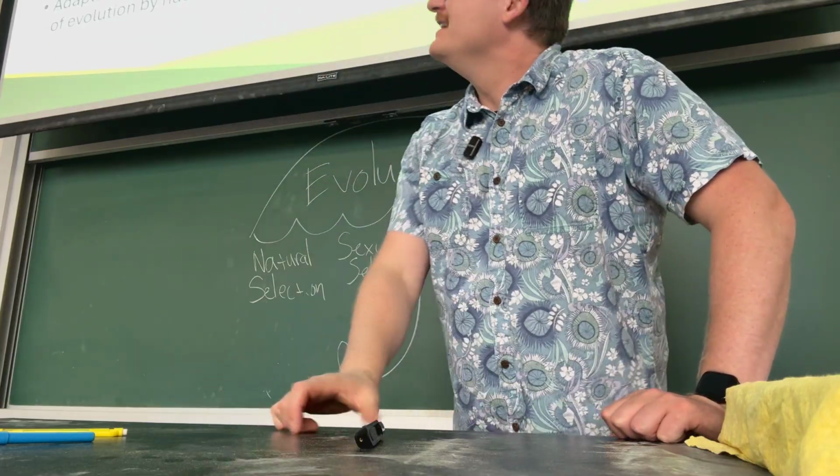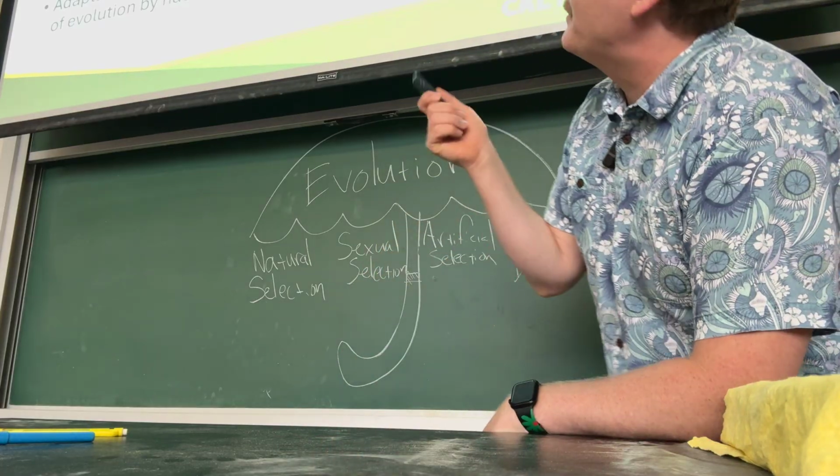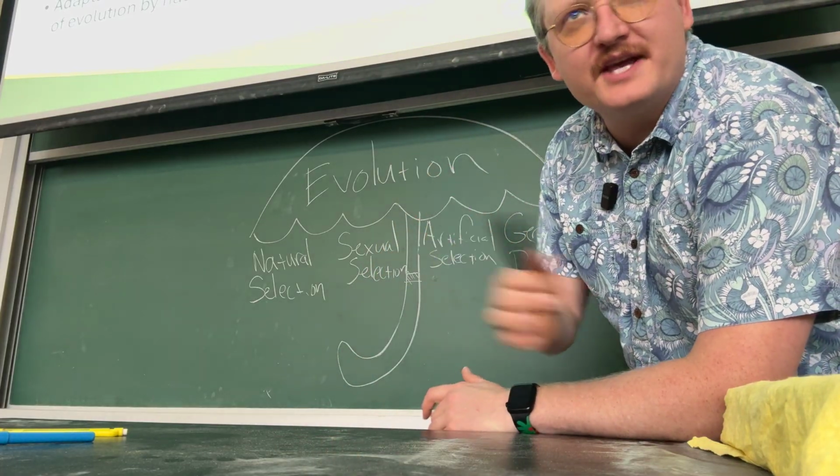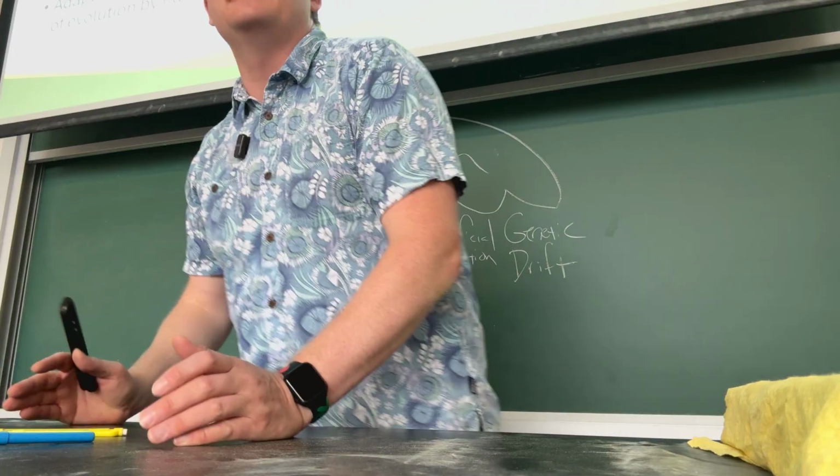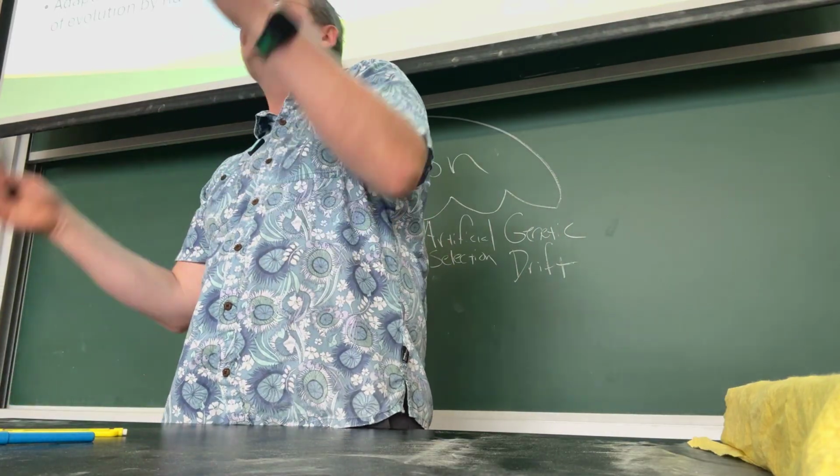Adaptation can also happen just through natural selection, where you kill a bunch of individuals who don't survive because they don't have genes for antibiotic resistance.